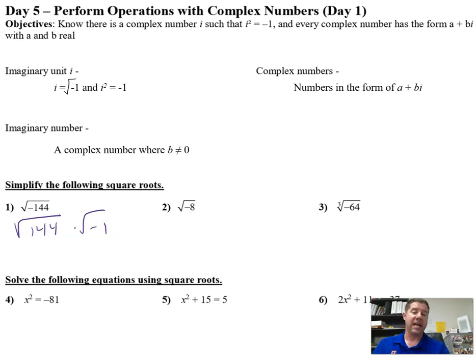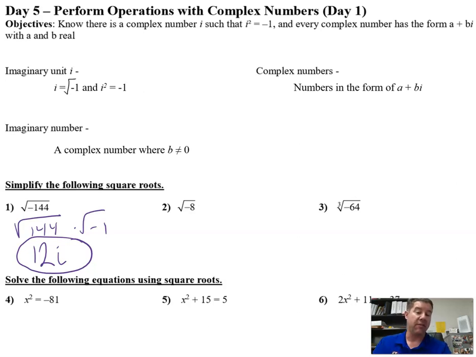Because now I can take the square root of 144. The square root of 144 is 12. And now by definition, the square root of -1 is i. And so we can now take the square root of -144. We're going to say that that is 12i. So really not that bad.